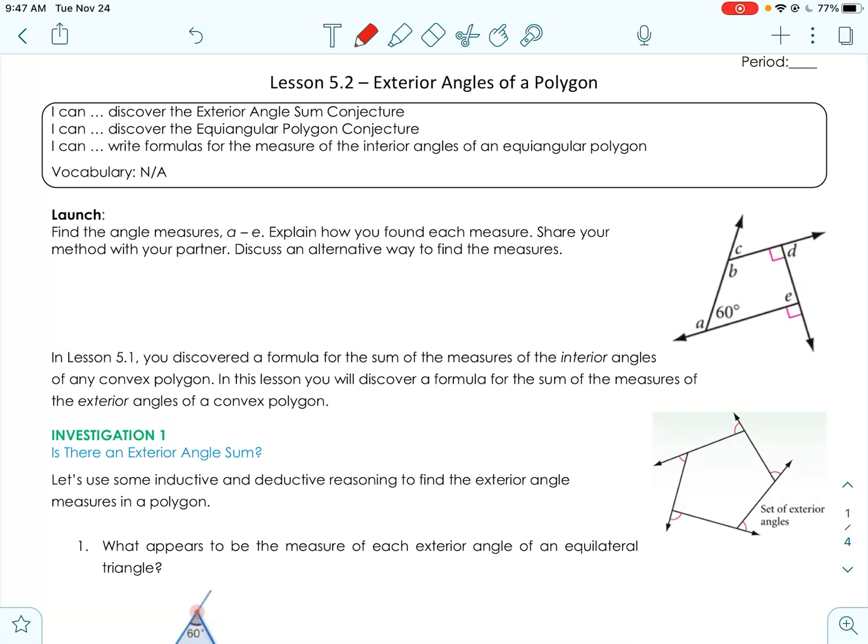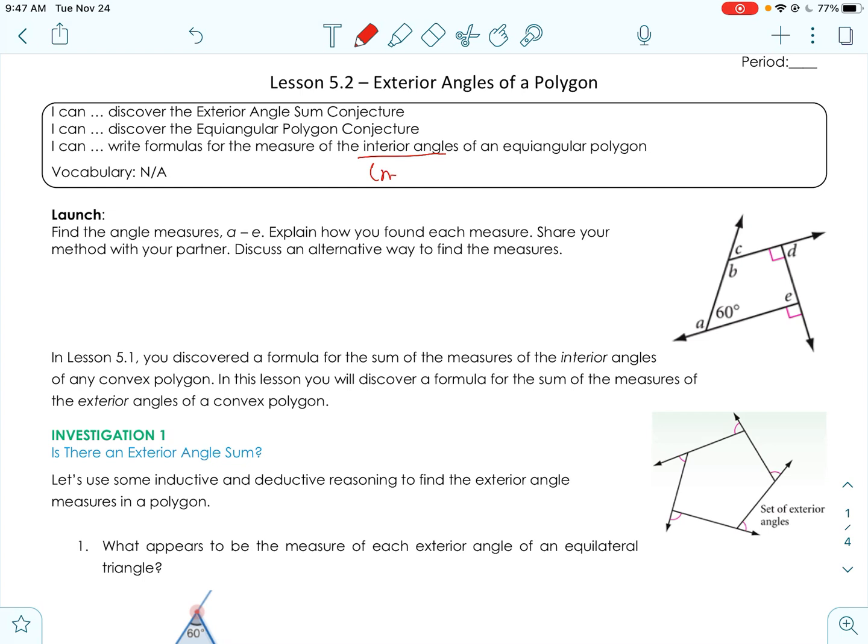So in this lesson, we're going to take a look at whether there is a common measurement, or a pattern that we can find, about the exterior angles of a polygon. Remember, in the previous lesson, we talked about the measure of the interior angles of a polygon, and we determined that the interior angles sum to n minus 2.